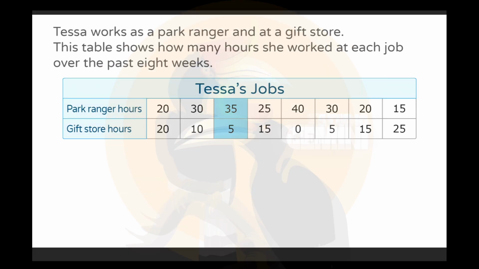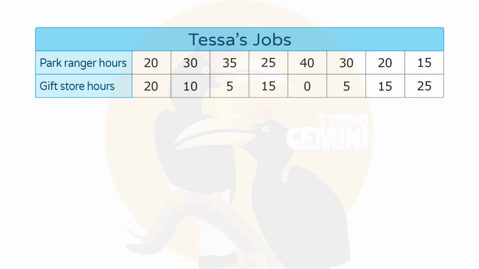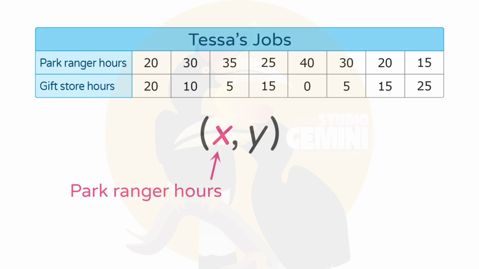A scatter plot can help us visualize Tessa's data and show the relationship between the number of hours she worked as a park ranger and the number of hours she worked at the gift store. For each column of the data table, we can write an ordered pair. An ordered pair is written in the form x, y. Park ranger hours will go on the x-axis, so put the number of hours Tessa worked as a ranger first. The gift store hours will go on the y-axis, so put the number of hours she worked at the gift store second.